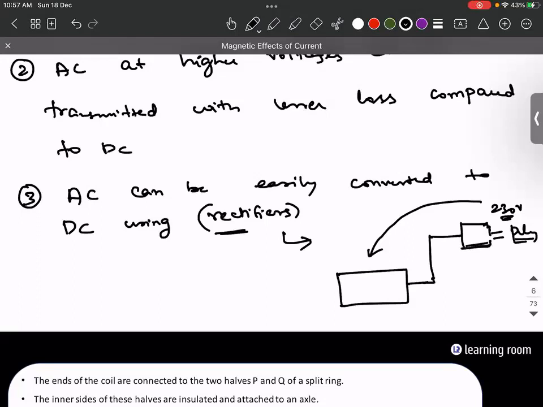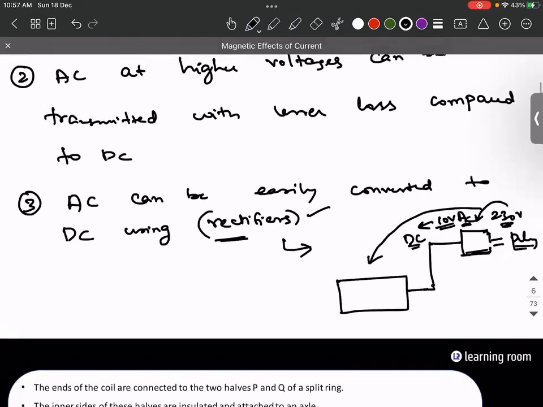So what will happen is this 230 will first be stepped down. Step down in the sense, let's say you want 12, 9, 10 volt, whatever you want, it will first be stepped down to that value. And when it is stepped down, for example to 10 volt, you will get it as AC only. Then this can be converted to DC using a device called rectifier, about which I cannot explain in detail now. But I just gave you this so that you will understand the real-time application.